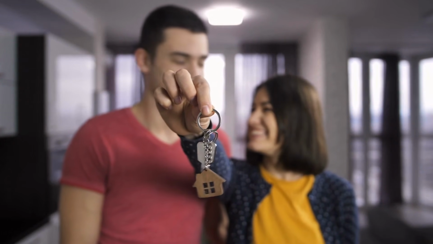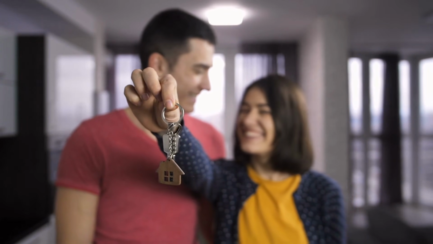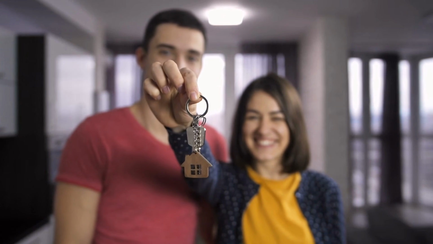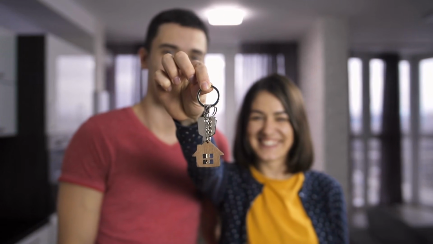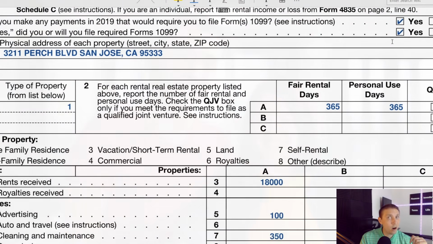Another thing to know about a fair rental day is that if you're renting the property to a friend, a family member, a relative, whoever, and you're not charging them fair market value rent, that technically is not a fair rental day. I've mentioned this in my other video, which I'll leave a link to below. It only counts once you're charging them the proper amount of rent that any normal person would pay if they were not a member of your family.